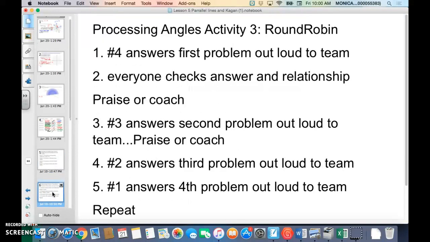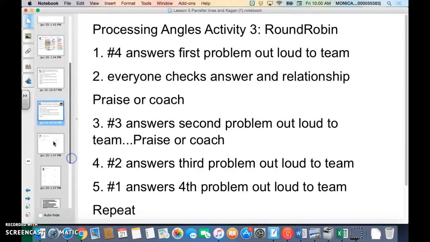Secondly, we did a round robin where number 4 answered the first problem, everybody checked, and we did this for 4 problems. And that, again, is a handout that you'll have to get from me.